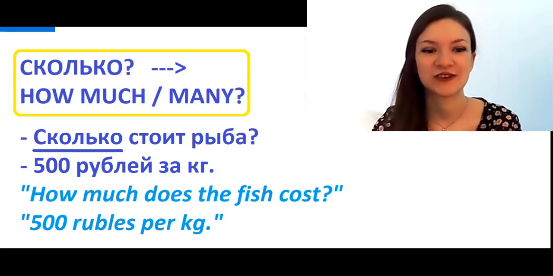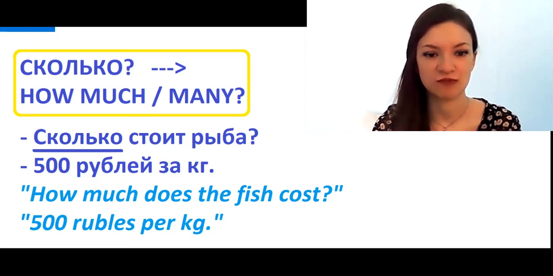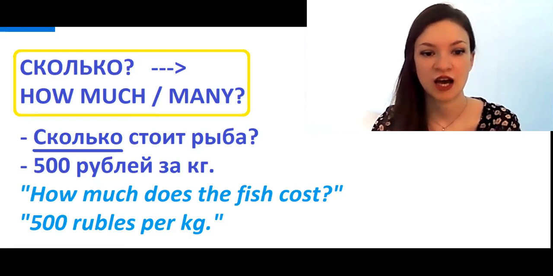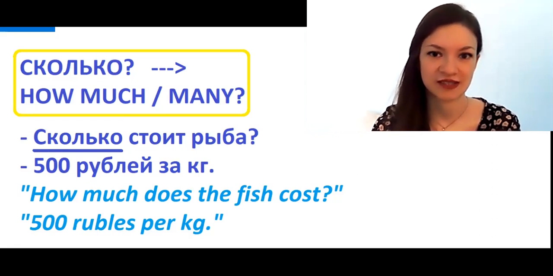Okay, so let's look at my example. Сколько стоит рыба? 500 рублей за килограмм. How much does the fish cost? 500 rubles per kilo. Yeah. So сколько here means how much.